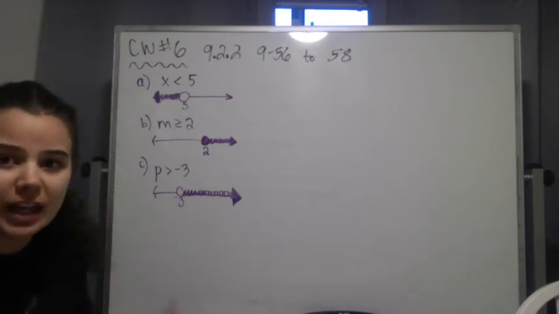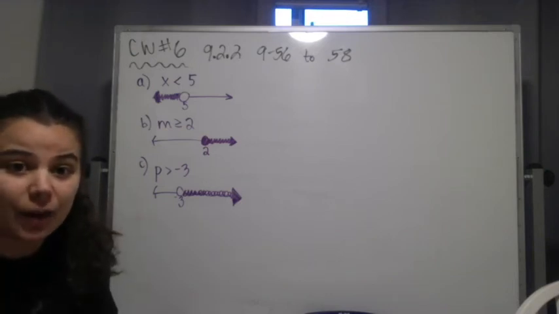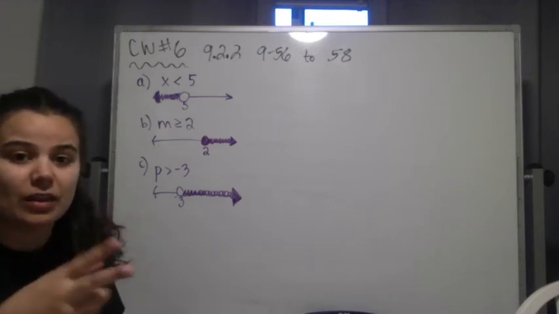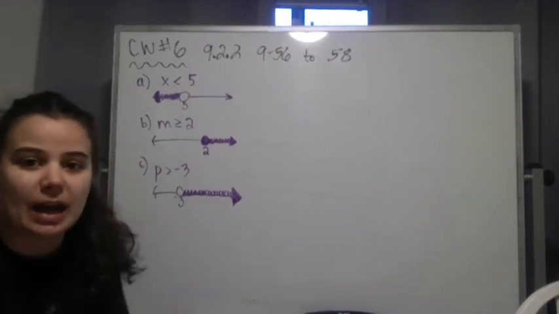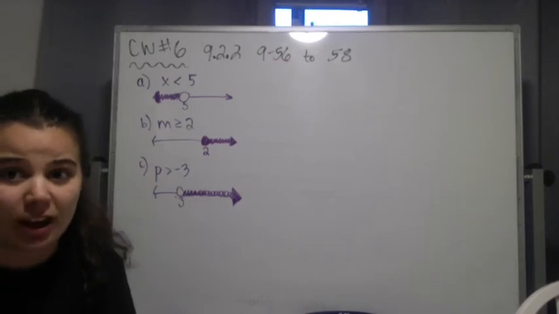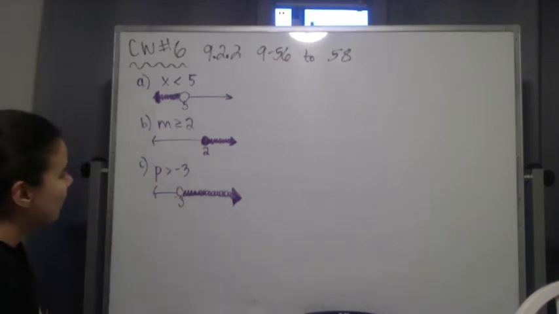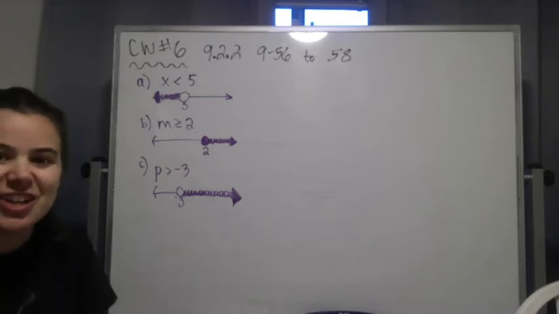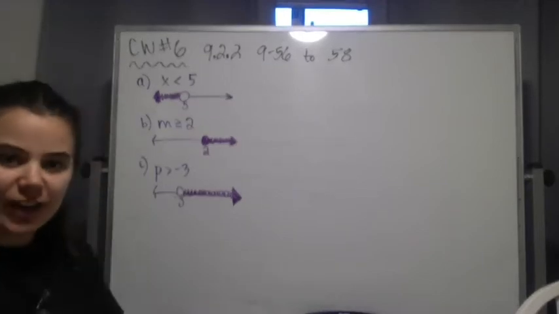I'll talk about it in the next video. It does have to do with multiplying or dividing by a negative number. It changes the way that the inequality goes. So I'll talk about that more next time, but for now, please just use the method we've been talking about. It builds a deeper understanding of inequalities. Okay, so now that you've checked your answers, you can do 9-56 D, E, and F, and I'll be back to check the answers.